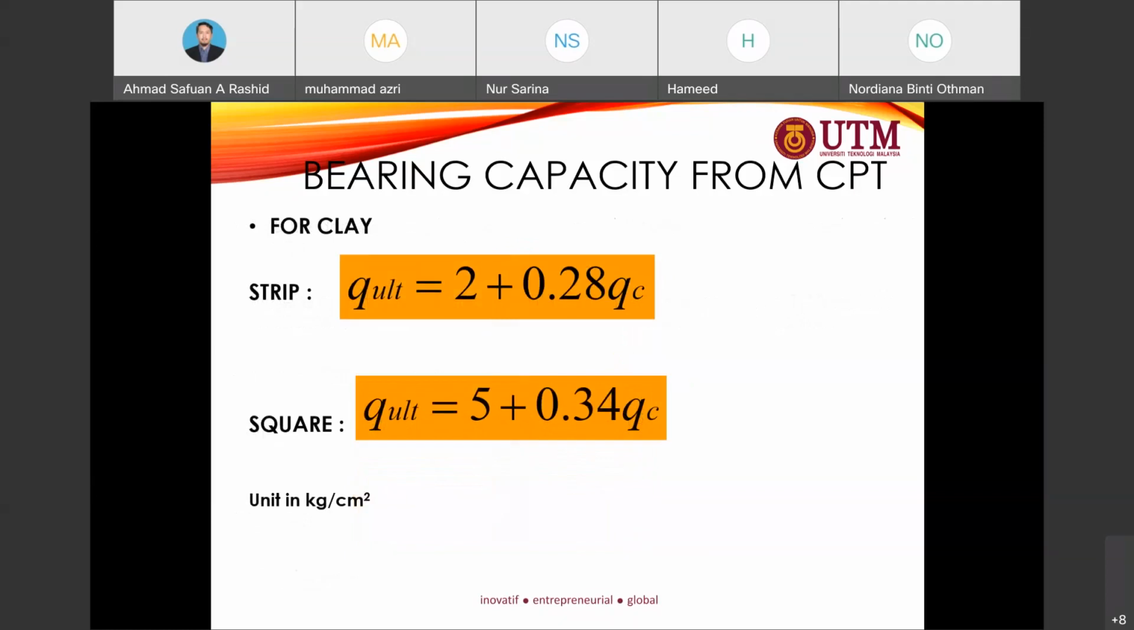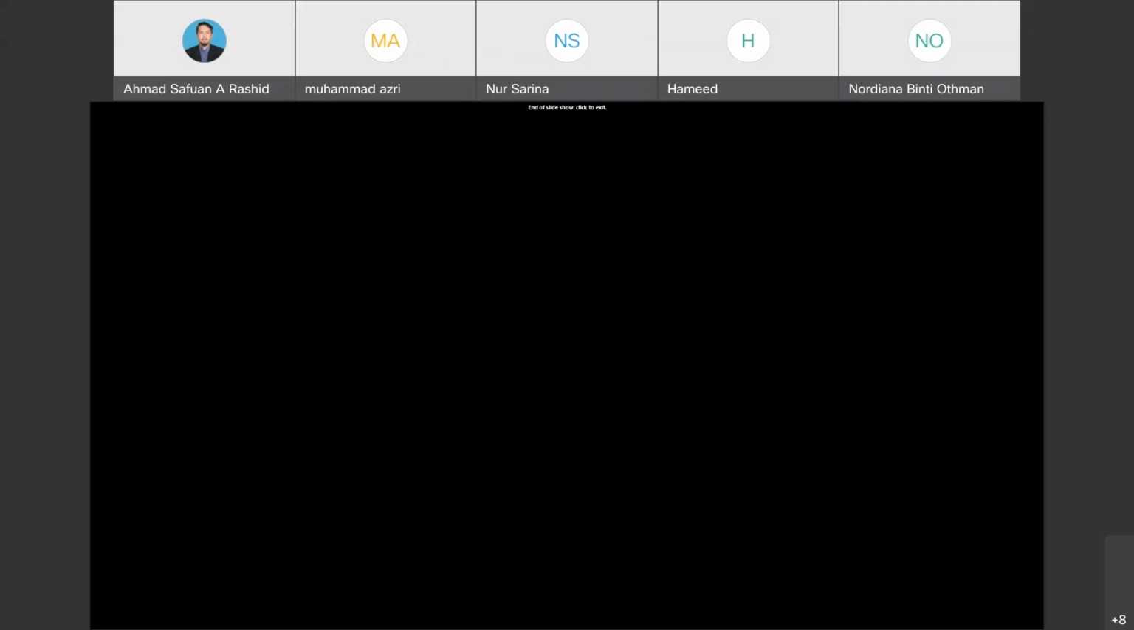So we have learned on the direct approach, and then we have learned on the indirect approach by using the SPT or the CPT value. So we will move to the example part, to discuss the use of the direct approach, using the EC7 to determine the ultimate bearing capacity value.